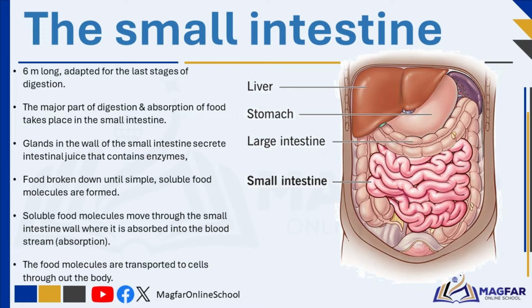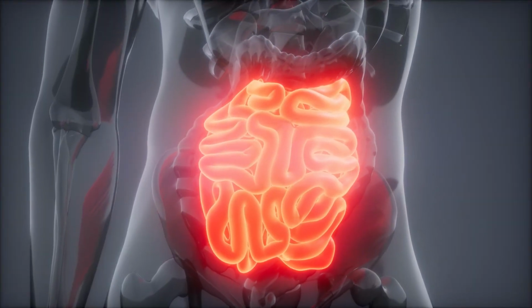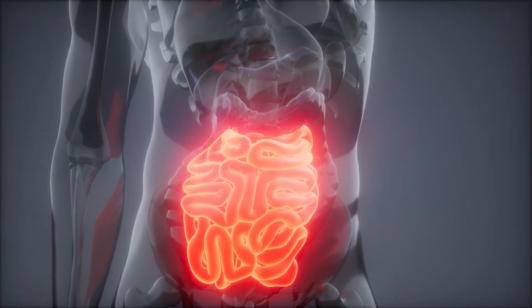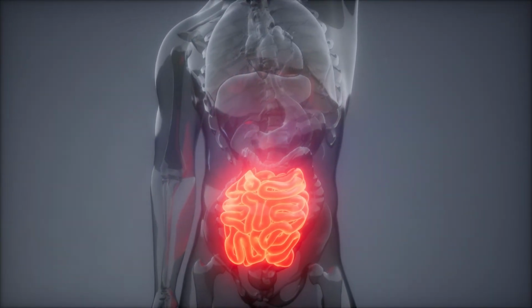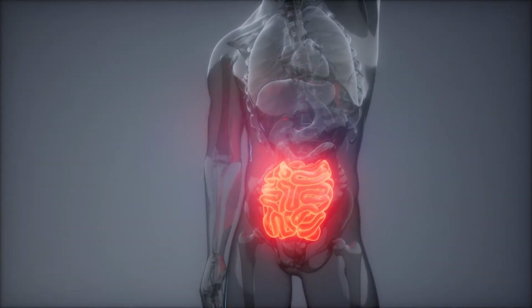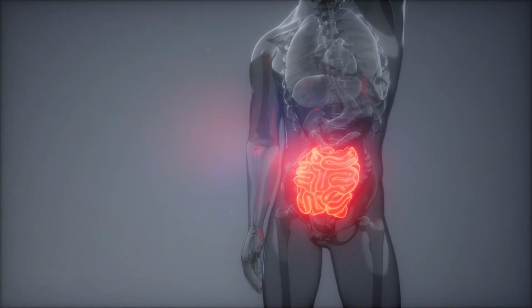The walls of the small intestine contain glands that secrete intestinal juice, which is rich in enzymes. These enzymes work to break down any remaining food particles into their simplest, soluble forms. Once digestion is complete, the soluble food molecules pass through the walls of the small intestine and into the bloodstream in a process called absorption. The blood then transports these nutrients to cells throughout the body, where they are used for various biological functions such as energy production, growth, and repair.